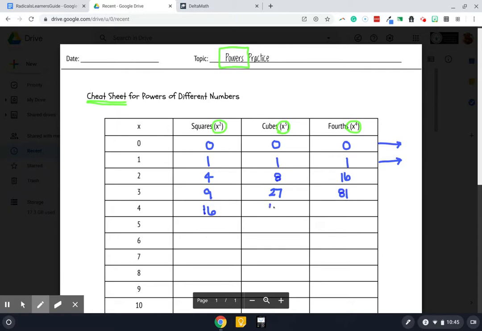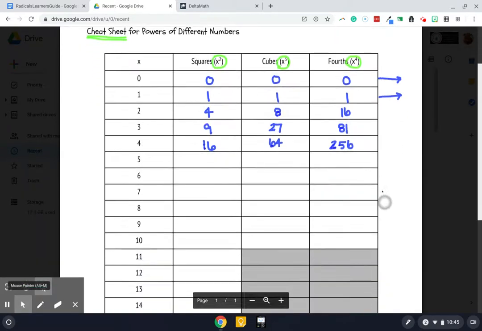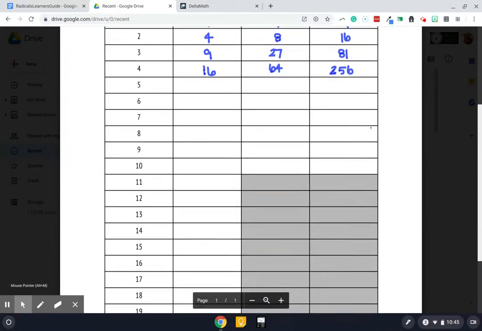4. Okay, so we're starting to get more and more numbers filled in, and hopefully you're starting to see a little bit of how we're getting these. I wish there was some super cool secret I could tell you, but all we're really doing is saying, hey, what's 4 times 4? What's 4 times 4 times 4? What's 4 times 4 times 4 times 4? And slowly getting them all filled in.